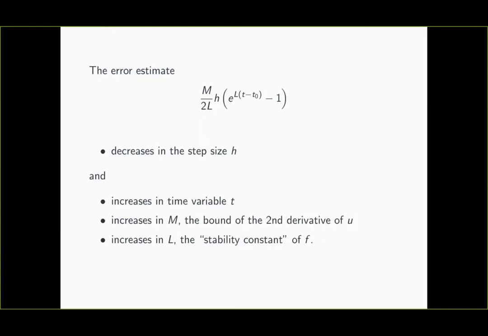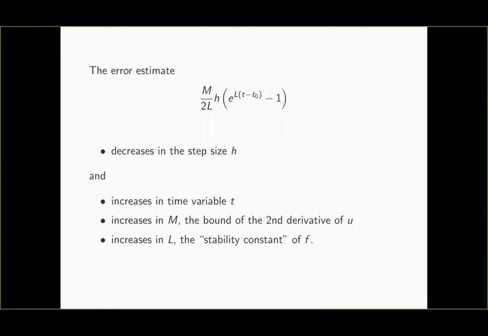We also see that this error bound increases in m, which is a bound on the second derivative of u. The interpretation is that if u has very large second derivatives, then in some sense the solution experiences strong accelerations throughout its evolution over time. And as you can perhaps imagine, if a solution experiences strong accelerations as it evolves, it will be difficult to keep track of it by a numerical approximation.